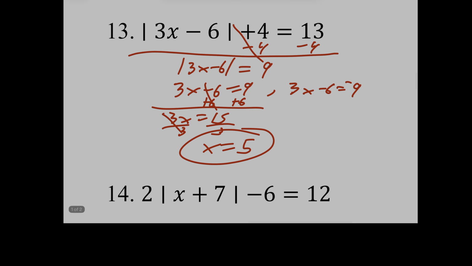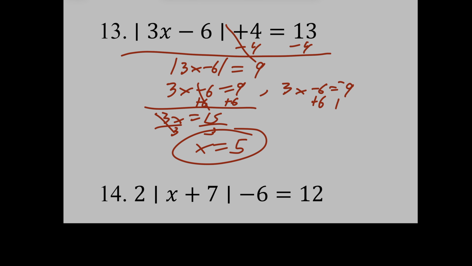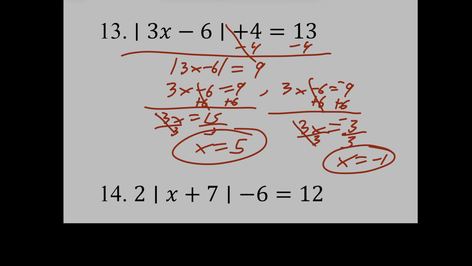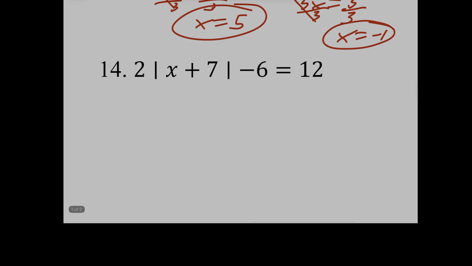Okay, on the second one, I'm going to add 6 to both sides. And now I'm going to get 3x equals, signs are different, subtract, keep the sign of the bigger number. And once I divide each of these by 3, I'm going to get x equals negative 1. Okay? And last one, 14.